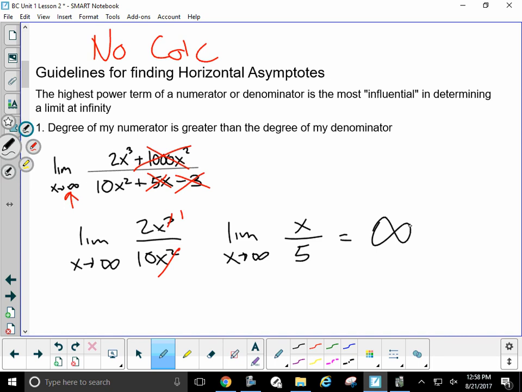So in a situation like this, we don't have a horizontal asymptote. However, we know that if we're looking at a graph, as we're going out to the right, my function would be trending upwards, which is important to know. And I figured out relative growth rates made things easy.